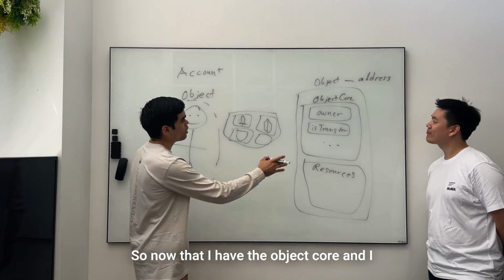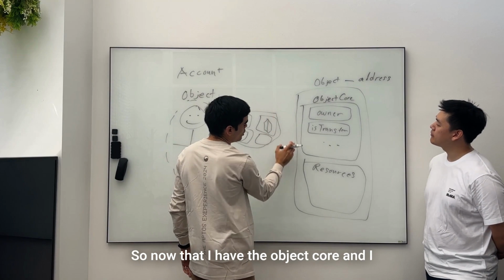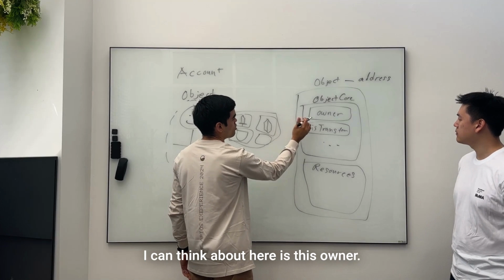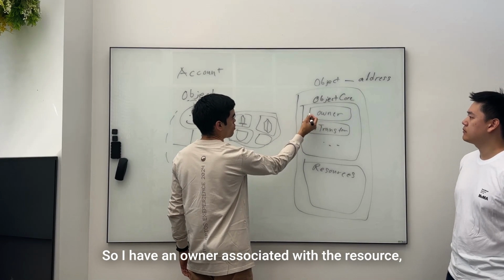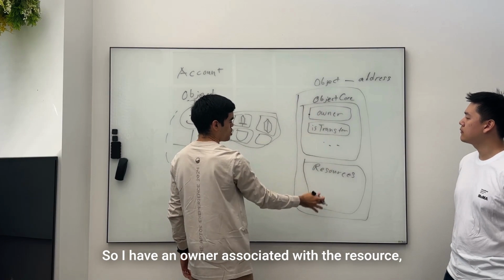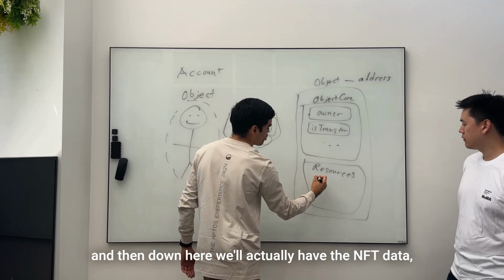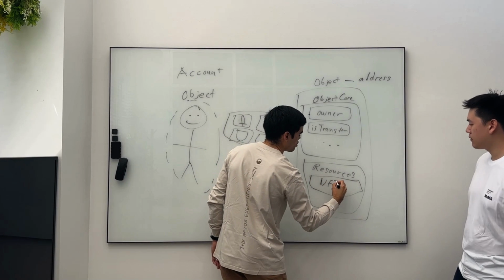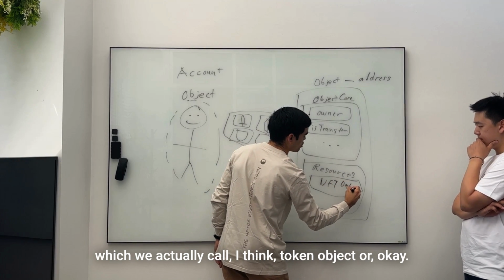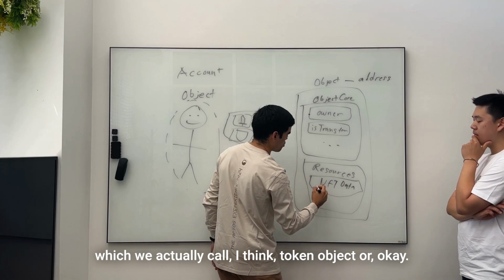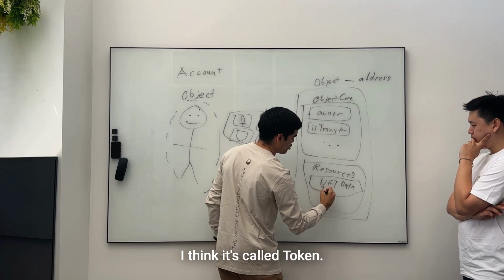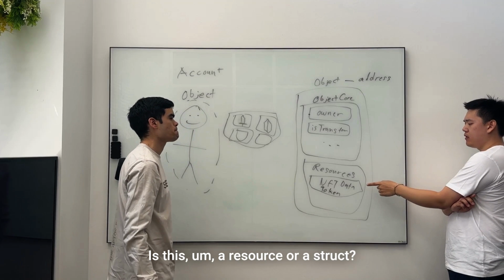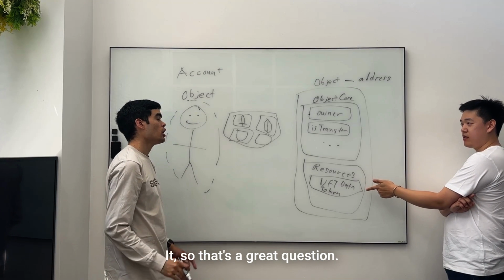So now that I have the object core and the resources associated with it, I can think about this owner. I have an owner associated with the resource, and then down here we'll actually have the NFT data, which I think is called token object, or I think it's called token. Is this a resource or a struct?